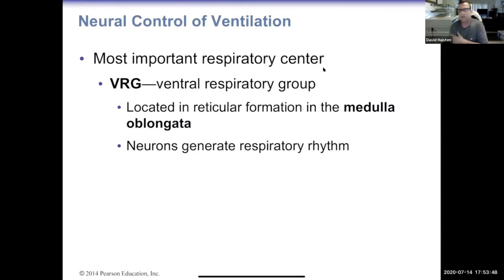Okay, so basically your breathing rate is set by the ventral respiratory group. That's your important key respiratory center, and that's located in the medulla oblongata. So the VRG, ventral respiratory group, sets your breathing rate.